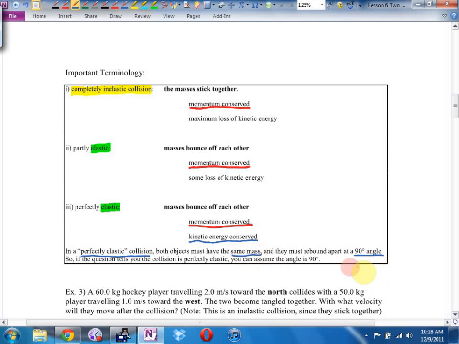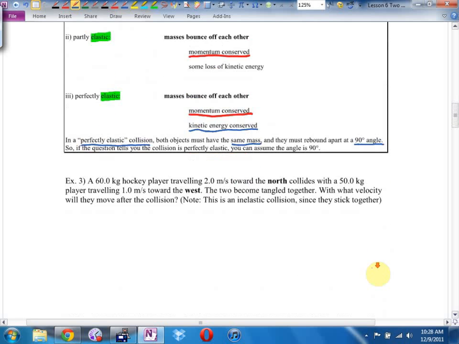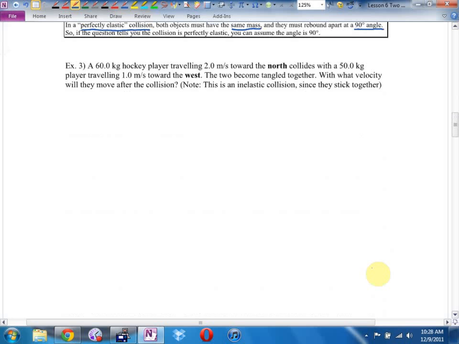Example 3. A 60-kilogram hockey player traveling 20 meters per second towards the north collides with a 50-kilogram hockey player traveling 1 meter per second towards the west. The two become entangled together. That means this is inelastic because they stuck together. Can you see that this is no longer in a nice straight line, Kara? See the directions? Okay. We're going to start out the same, but we're going to be way more paranoid. And they want to find V final. With what velocity do they move off after the collision?